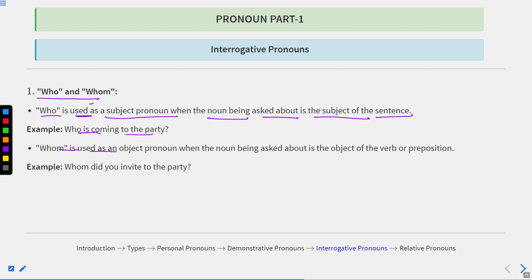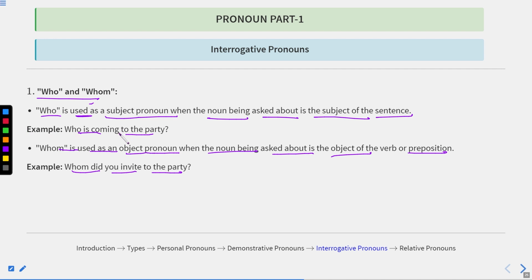Now, whom is used as an object pronoun when the noun being asked about is the object or the object of a preposition. Whom did you invite to the party? So you can also see these two questions, and if you want to decide whether to write who or whom in the interrogative, you can look at whether you are asking about the subject or the object.